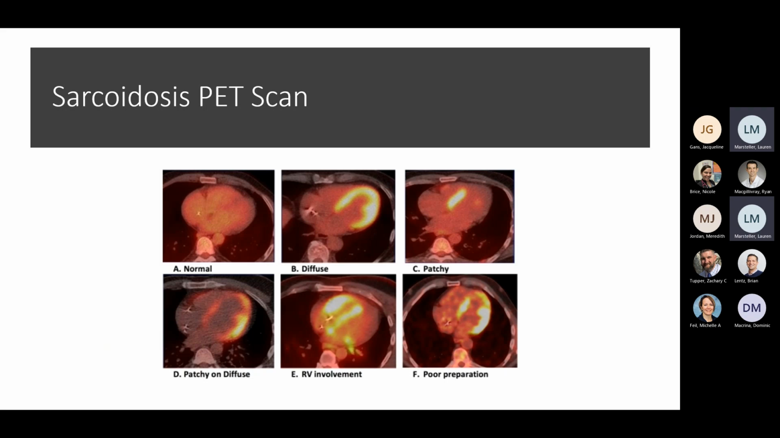So here is just a little picture of a PET scan. Like I said, we send a lot of our patients for the PET scan. So just to give you an idea of what it might look like if it's positive, you can either see a diffuse area or diffuse lighting up. That means, obviously you have a lot of active sarcoid, or you could just have patchy areas of inflammation. And down here in the bottom right corner, that's the poor prep, the patient that didn't follow the low carbohydrate diet. So it's hard to interpret those results.